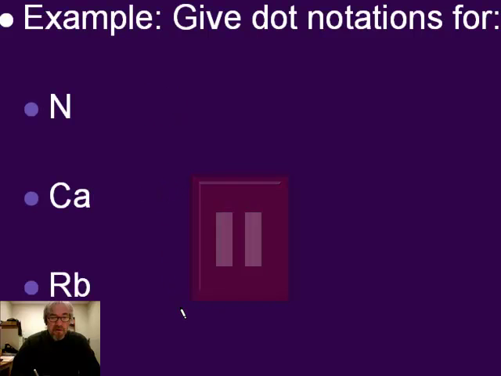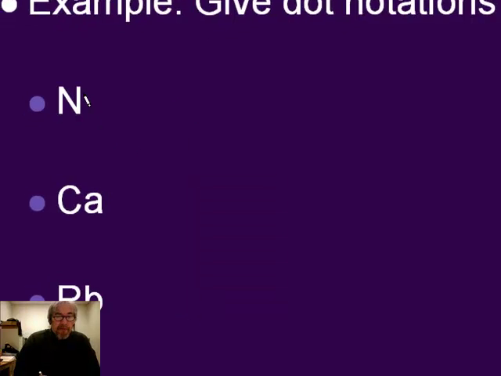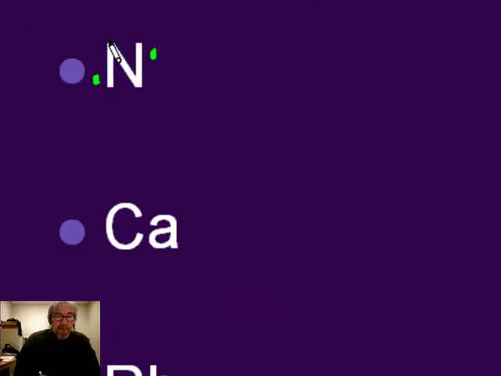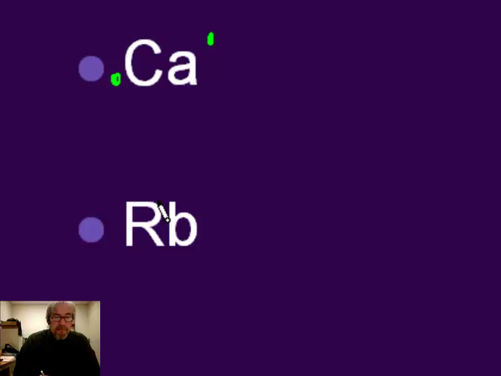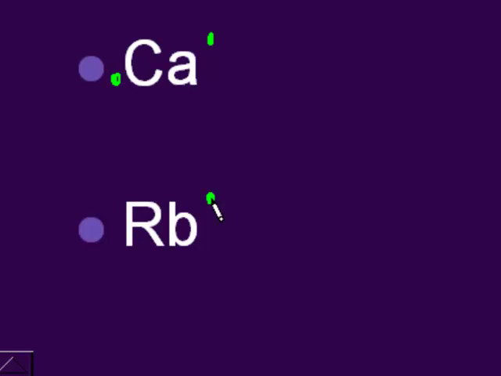Try these. Nitrogen in the 5th column, so 1, 2, 3, 4. And after my 4 sides have 1 electron, I double up right there. Calcium, 2nd column. That's only 2 dots. 1 on the left, 1 on the right. Rubidium is in the 1st column. Single dot. That's very easy, and that's good because that's the notation that's the most helpful for us in chemistry. And we can write them out really quickly, and it helps us make predictions about what sorts of compounds are going to be formed by these elements.